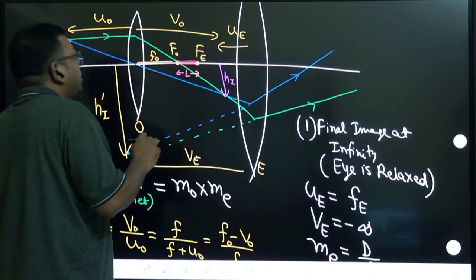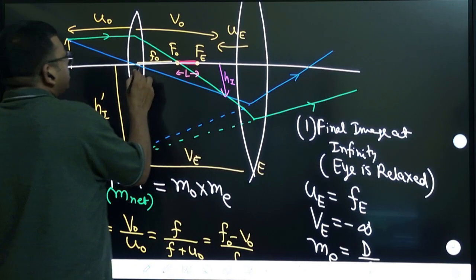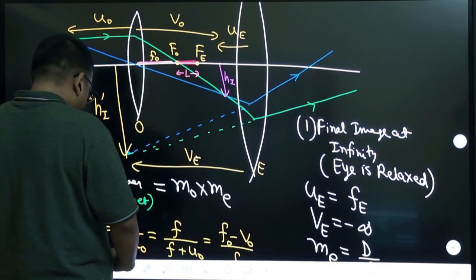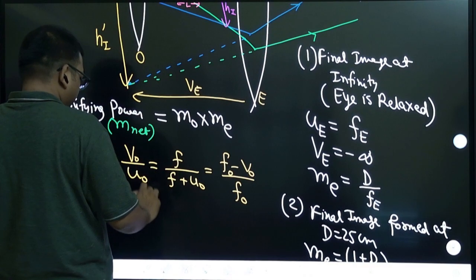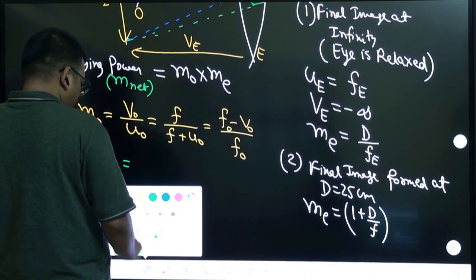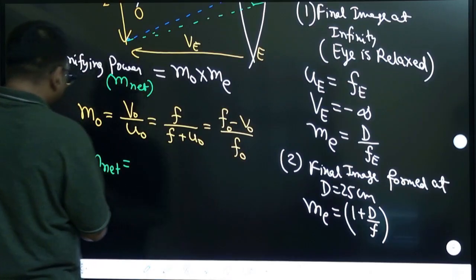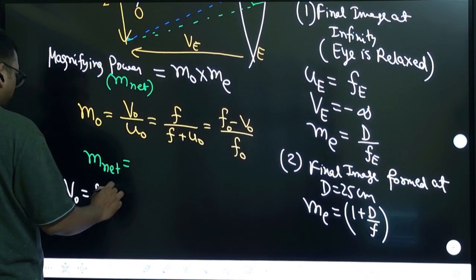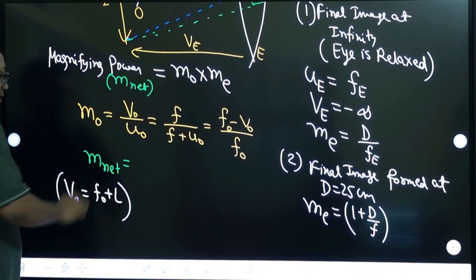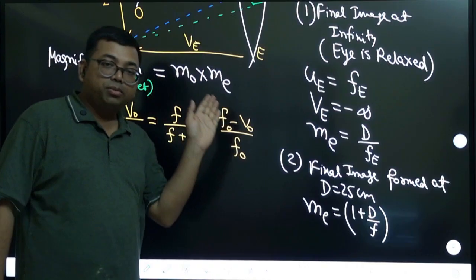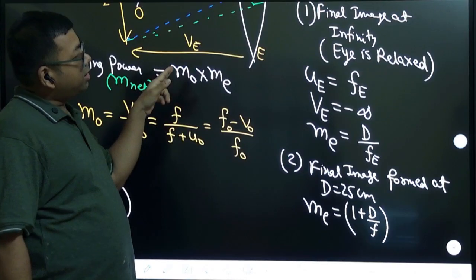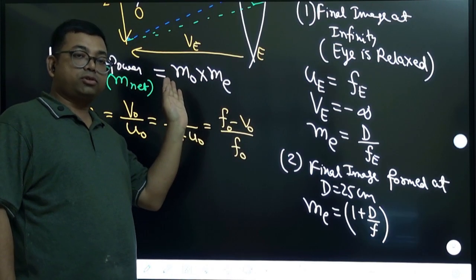L. Okay. So, and this distance is already focal length. So, V naught is F naught plus L. That is an important point to note. V naught is equal to F naught plus L, where L is the distance between the objective focus and eyepiece focus. That means the second focus of objective and first focus of eyepiece.